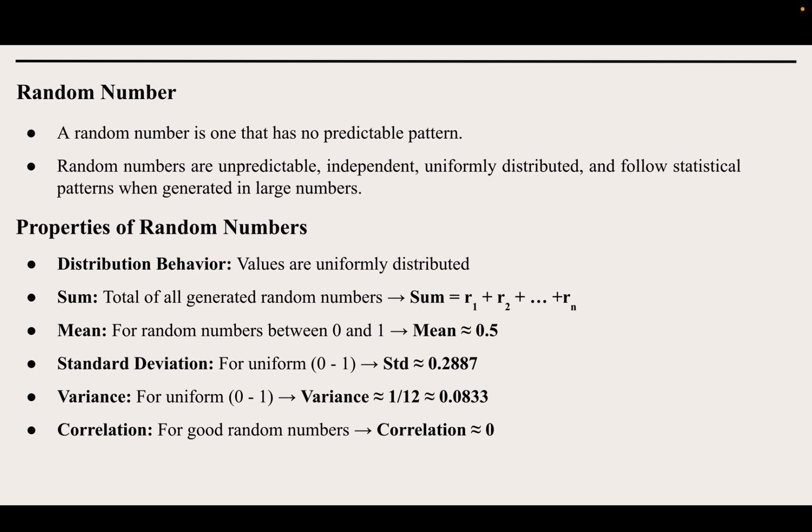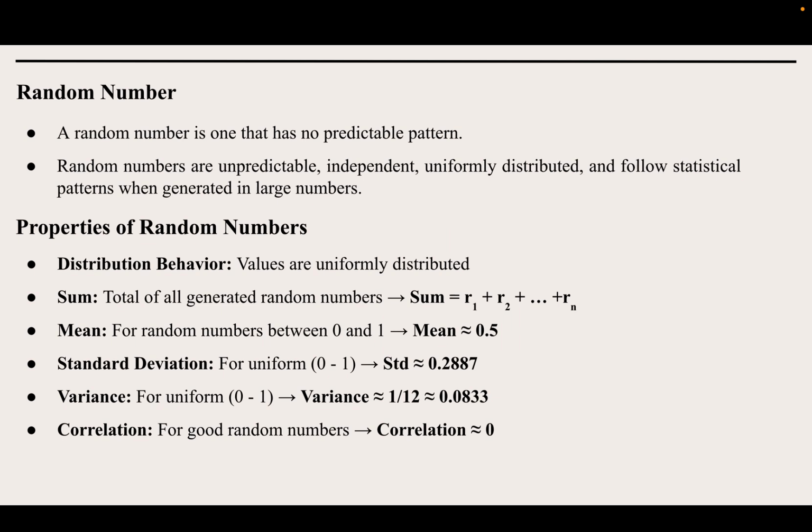Here are some properties of random numbers I have listed, and the very first property we are going to see today is the distribution behavior. If the random numbers are uniformly distributed, then we can also see that distribution behavior. Typically, if you are using Fortran, all the random numbers we generate will be in the range of 0 and 1, and all are equally likely.